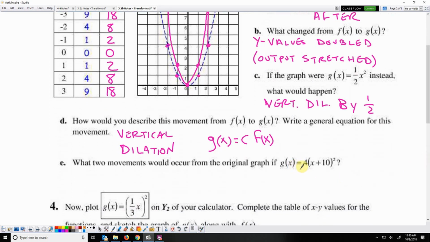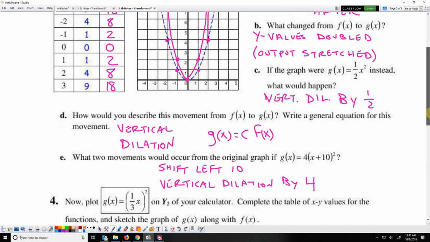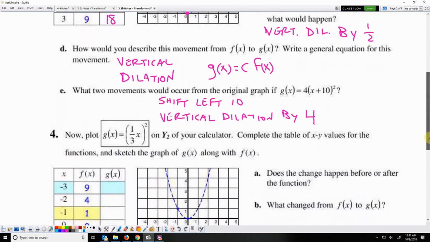So what movements happen in this equation? G of x equals 4 times x plus 10 squared. So this plus 10 is happening before the squaring function, which means it shifts it right or left. And when you're shifting right or left, it's opposite the sign, so it's going to shift left by 10. And then this right here is going to stretch it 4 times as tall. So it's going to have a vertical dilation by 4. So it's going to become 4 times as tall. So it'll shift left 10, and it'll become 4 times as tall. All the outputs will be multiplied by 4.